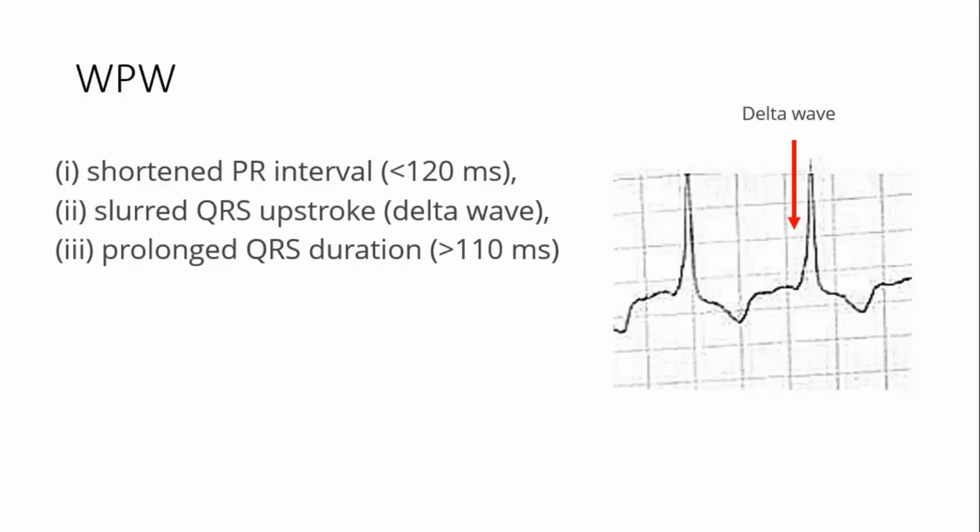So the question arises, the conduction through the pathway, is it sleek or is it kind of bizarre? What do you think? Which conducts quicker, the pathway or the node? The pathway, obviously, because the node has a decremental quality to it. So why this slurring? Because as we have discussed, slurred means a bit delayed. It should be very fast. Then why is the delta wave seen?